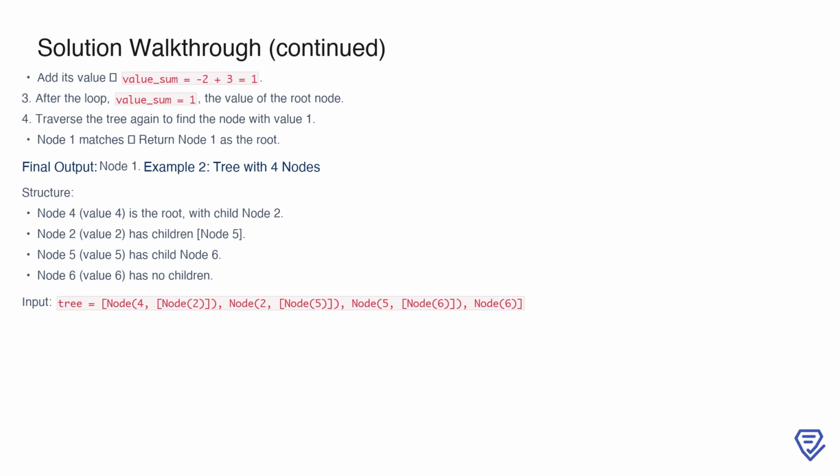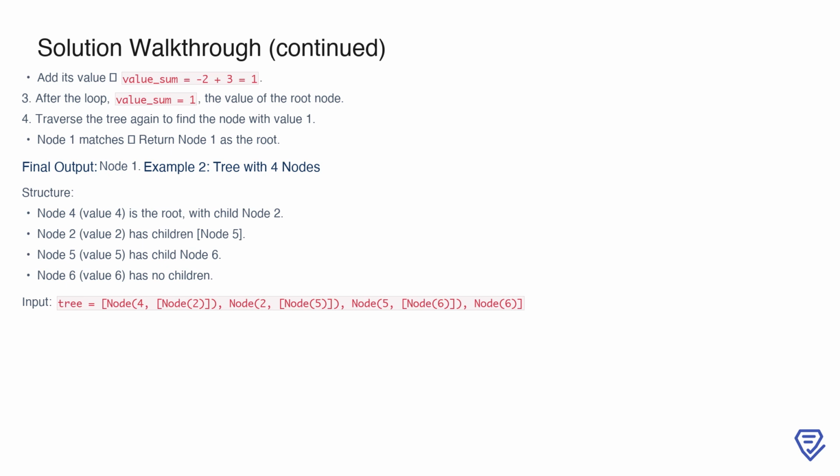To identify the root node in the tree, we perform another traversal, looking for the node that has a value equal to value_sum. In this case, node 1 matches, so we return node 1 as the root of the tree. The final output for this example is node 1.